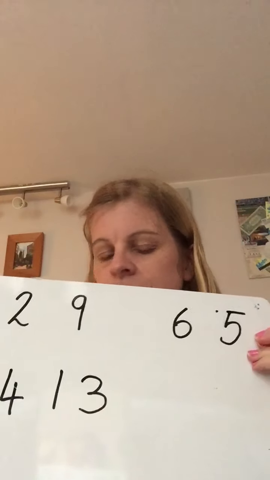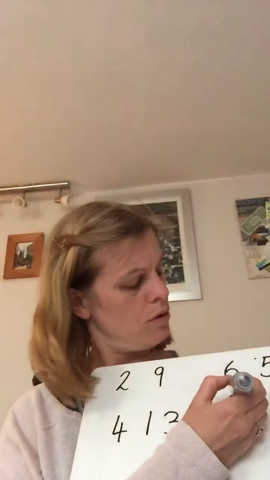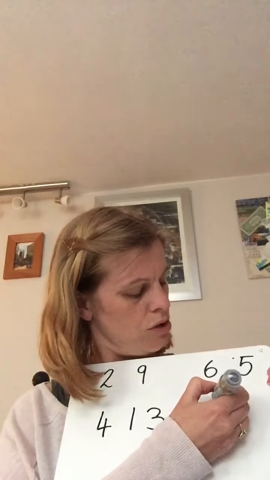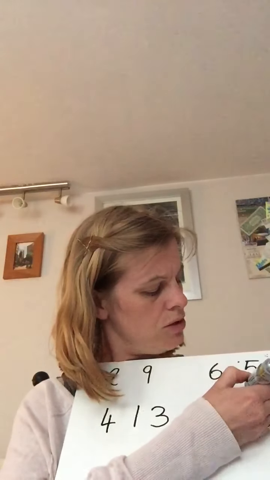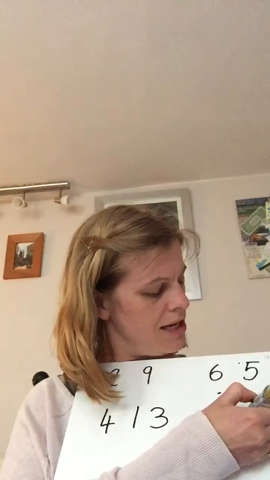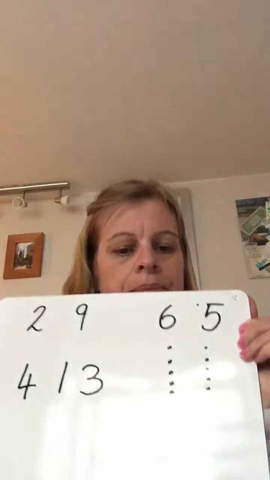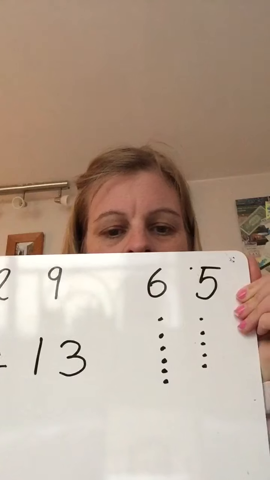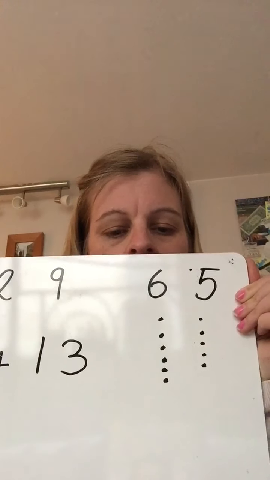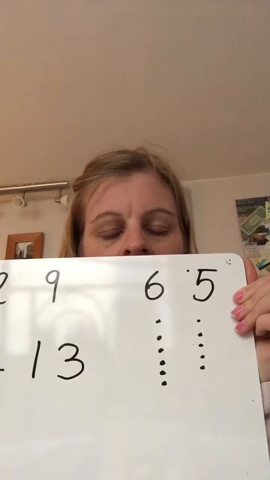6 is the greatest, because if we were to draw 6 dots, 1, 2, 3, 4, 5, 6, and 1, 2, 3, 4, 5. Draw more under 6 because 6 is the greater number and 5 is the smaller number.